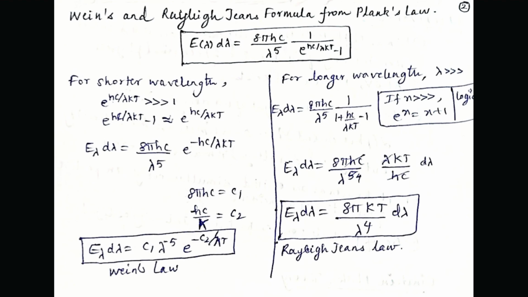Here a thing to notice is we can take a case like if x is much smaller and we have e power x, it can be written as x plus 1. That is the logic we used in this derivation. So according to this logic, we can write e power hc by lambda kt as 1 plus hc by lambda kt. So we wrote it, and after those cancellations, we will directly get the Rayleigh Jeans formula as we all wanted.